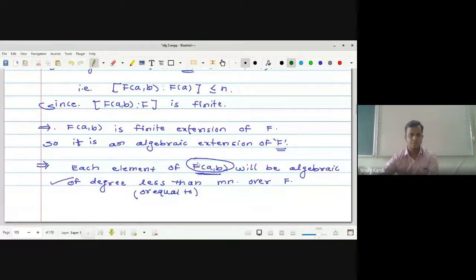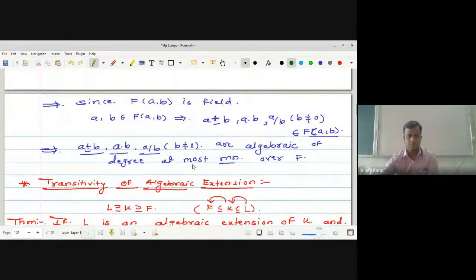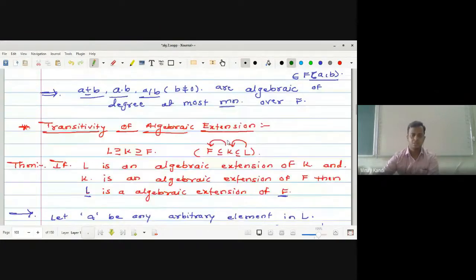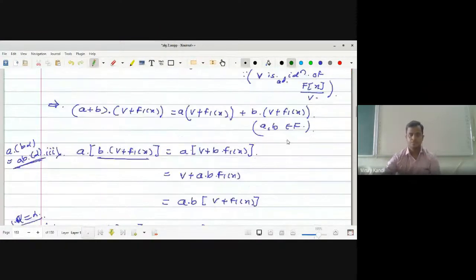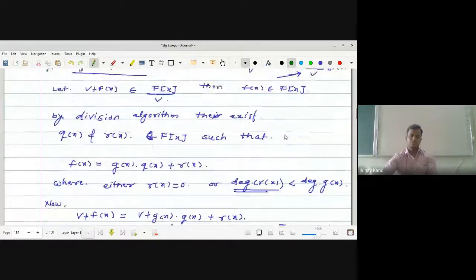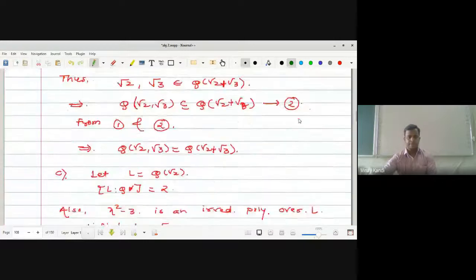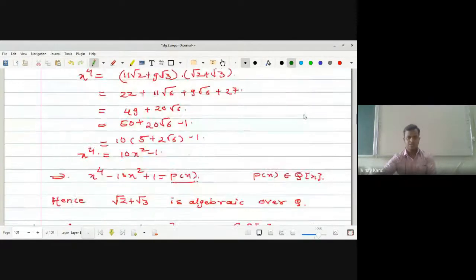Look here. The degree of F(a,b) over F is finite, at most mn. Any doubts in this theorem?